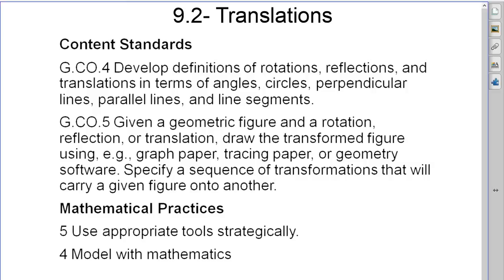Okay, so here's the video for section 9.2, translations. Again, we've already talked about translations before. That's basically when you just move an object. You don't twist it, you don't turn it, you don't flip it, nothing, just move it.